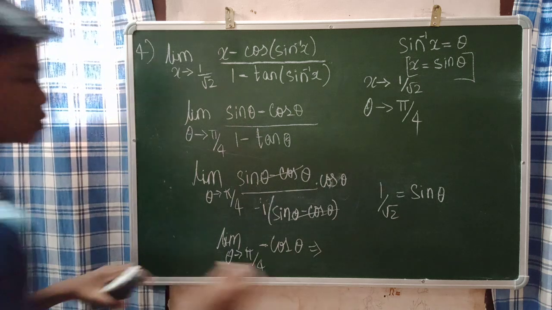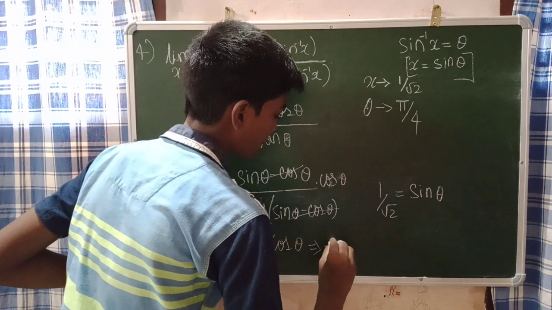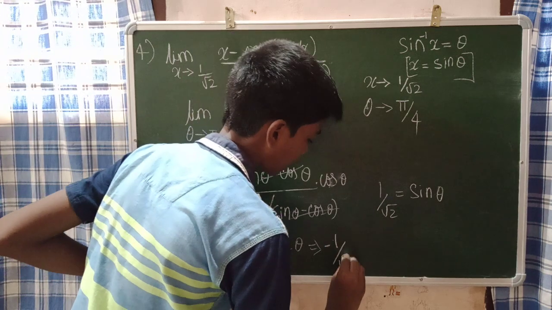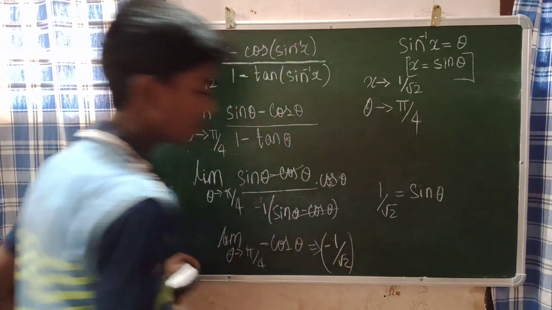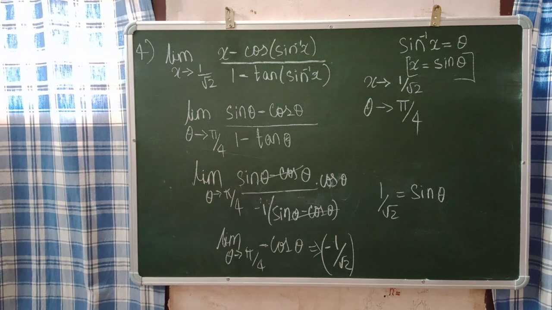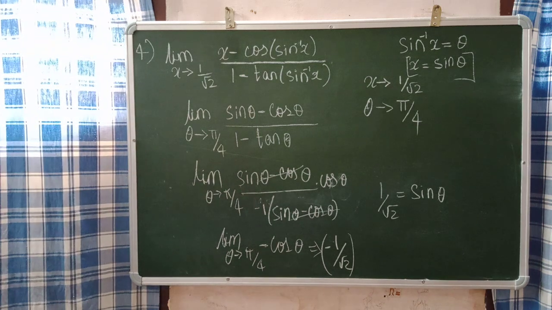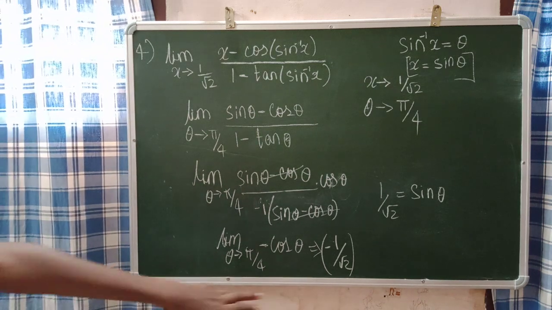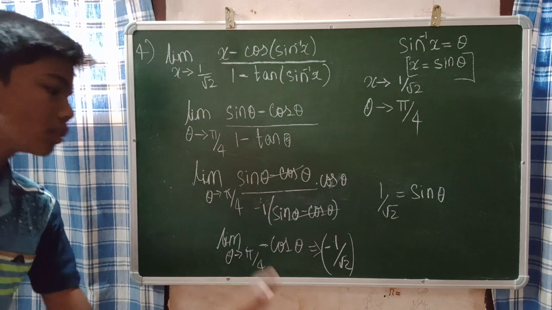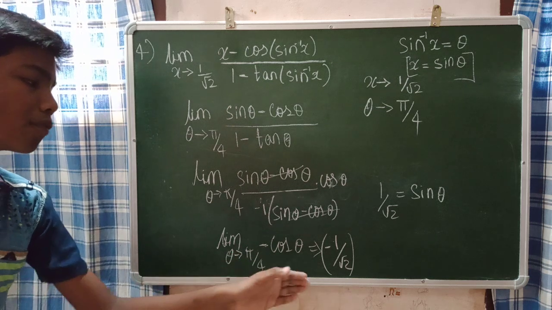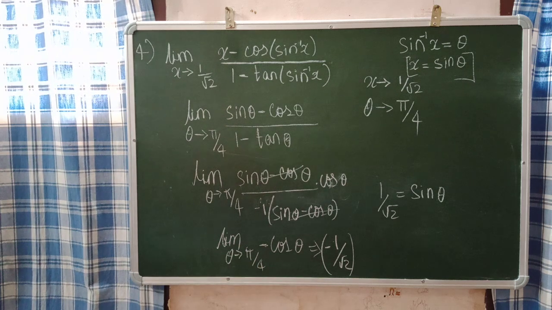As cos of pi by 4 is 1 by root 2, this will be minus 1 by root 2, and that's the answer for this question. It's a very good conceptual question. Just for theta as pi by 4, when you put theta as pi by 4, you will get minus of cos of pi by 4. Minus of cos of pi by 4 is minus of 1 by root 2. And that's the answer for the question.